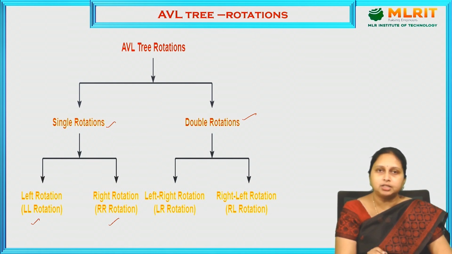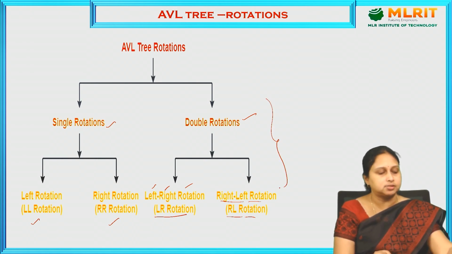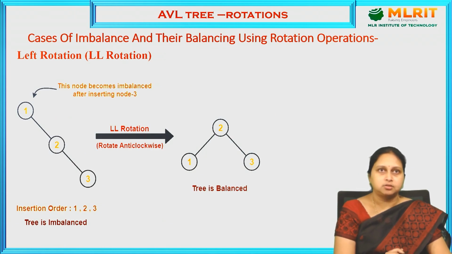And in double rotations, we are going to perform 2 rotations. One is left right rotation. 2 rotations we are going to do, so we name it LR rotation. The other one is right left rotation, that means here also we are going to perform 2 rotations, that is RL rotation, right? In this way, these rotations we are going to apply on our AVL trees. See the conditions, how we are going to perform these rotations for all the cases, all the 4 different rotations, how we can perform them.